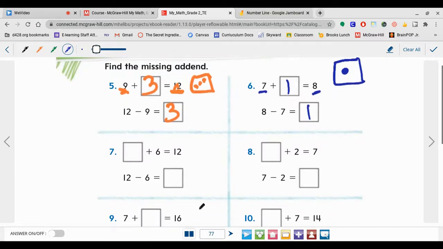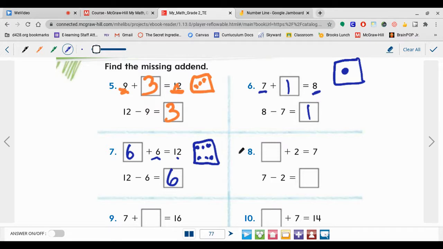For number 7, it says blank plus 6 equals 12. So I'm going to draw my box over here, and I'm going to go ahead and fill this in. So I'm going to start with 6 and stop when I get to 12. So 6, 7, 8, 9, 10, 11, 12. How many dots did I make? 1, 2, 3, 4, 5, 6. Which means that 6 plus 6 equals 12. Well, for my subtraction fact, I'm going to use my sum, which is 12. I'm going to subtract the addend they gave me. And the last blank will be the other addend we just found, which means that 12 minus 6 equals 6.